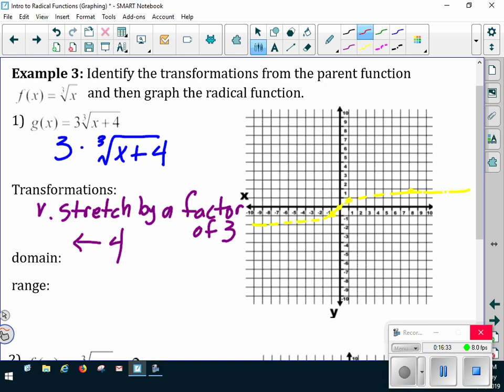Let's start with (0, 0). If I do a vertical stretch by a factor of 3, where does it go? Stays the same. Because why? Because 0 times 3 is 0. Good. And then what do we do to it? Left 4. 1, 2, 3, 4. So that's that point. Now let's take the point (1, 1).